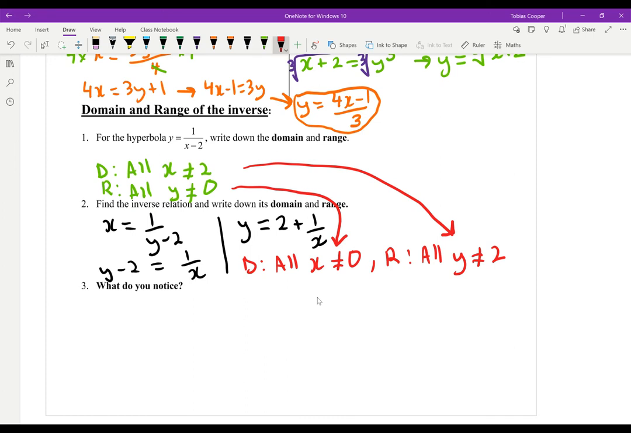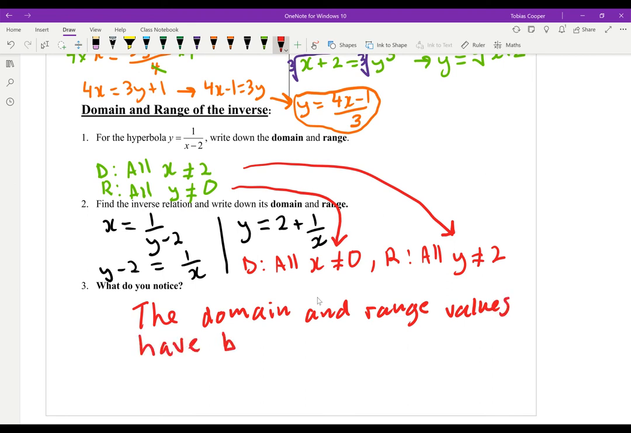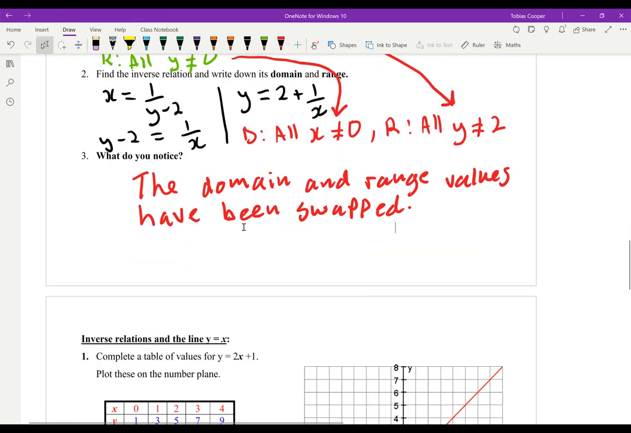Okay, so we'll write that down. What do we notice? The domain and range values have been swapped. Okay, so that's that page there.